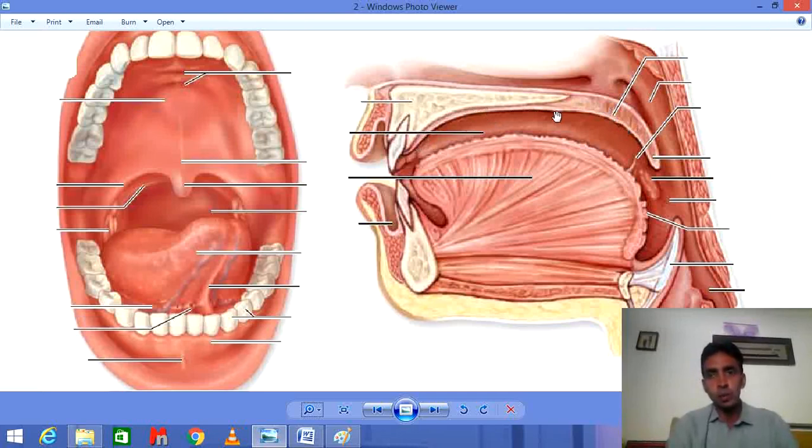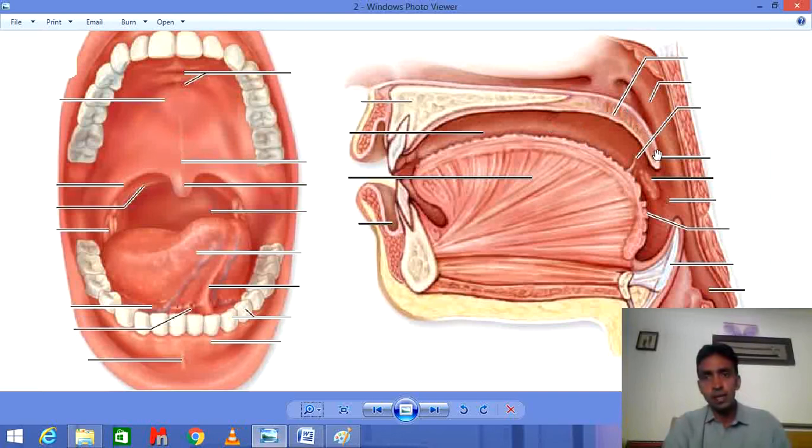So this is the roof of the oral cavity. The roof of the oral cavity is composed of the hard palate and soft palate. Behind the soft palate, there is the nasopharynx, and behind the hard palate, there is the nasal cavity. So this is the hard palate, and this area is the soft palate.